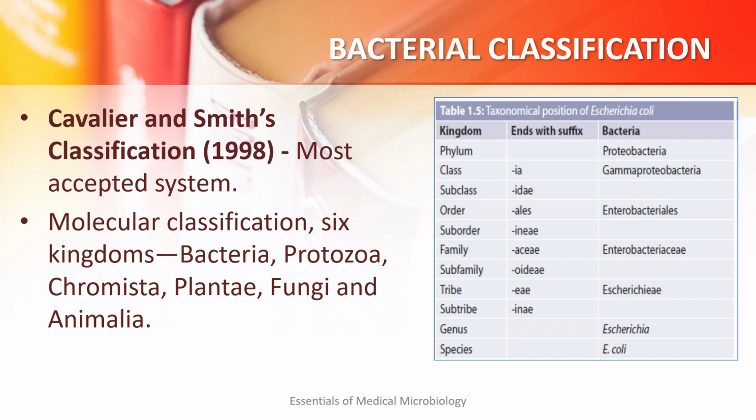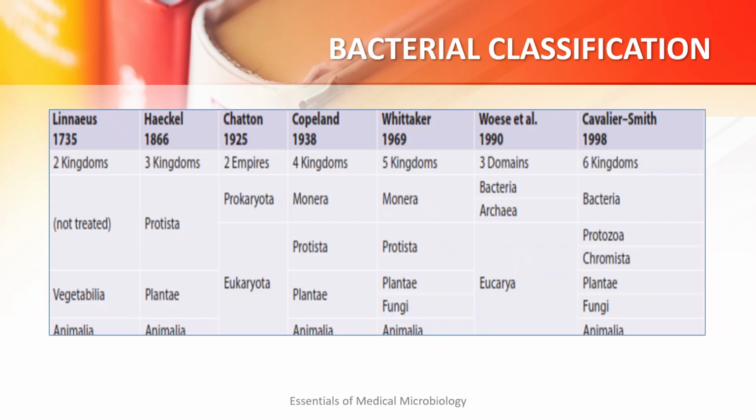Then bacterial classification. Clavier and Smith classification was one of the most accepted systems of bacterial classification. In molecular classification, there are six kingdoms: bacteria, protozoa, chromista, plantae, fungi and animalia. That you already know, you have learnt in your plus 2. These are the bacterial classifications, just take a screenshot of this. But as of now, we are using the Clavier and Smith classification here. Can you see this?